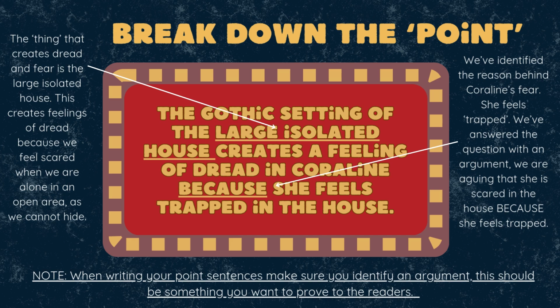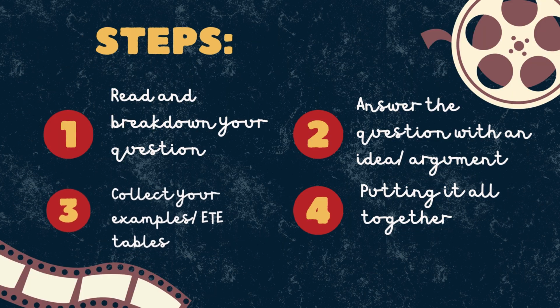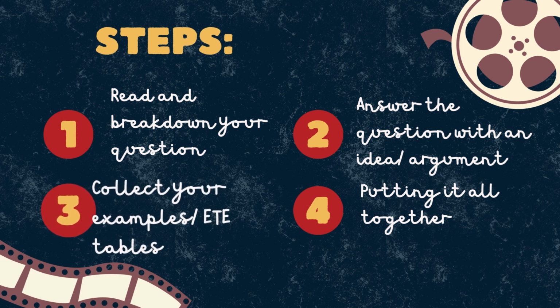A mistake I see very commonly is students write their point sentence without trying to prove a point. That is why it's called a point sentence. The rest of your paragraph will be written in order to prove this point. Step 3. Collecting your examples for your ETE table.